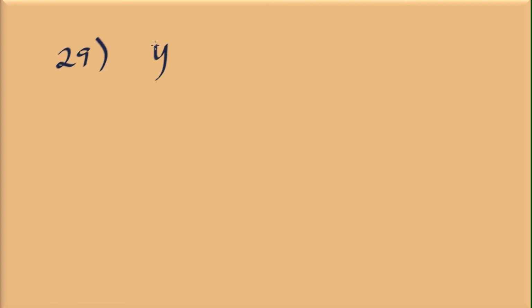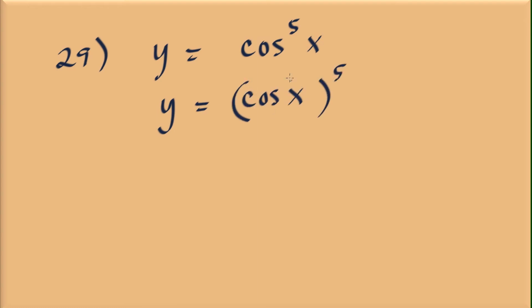Let's say we have y is equal to cosine to the fifth of x. Renaming, this is equivalent to what? Cosine of x raised to the 5. The reason I rename it this way is so you can see very clearly the actual base. And so that when we use the chain rule, okay, 5 times 1 is 5. Copy that same base, cosine x, to the fourth.